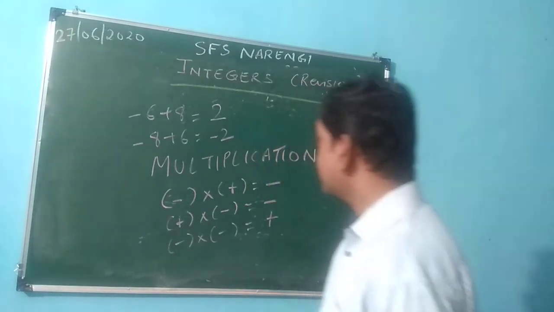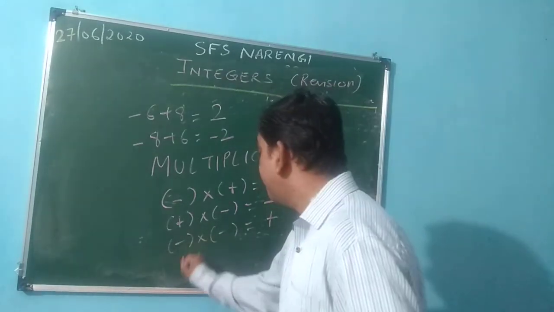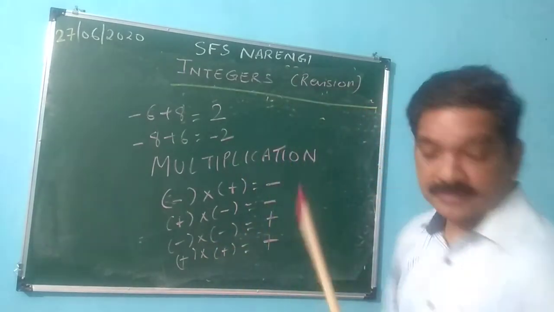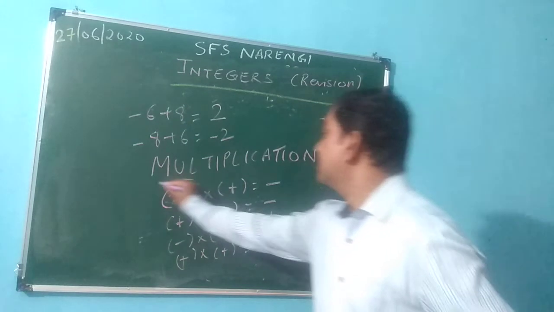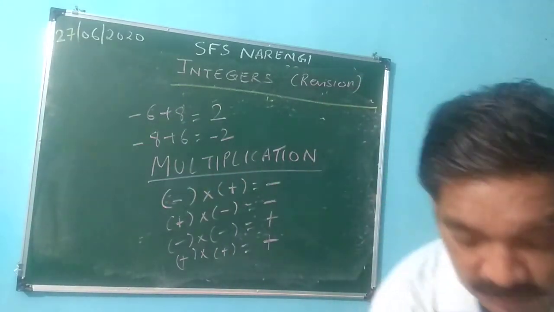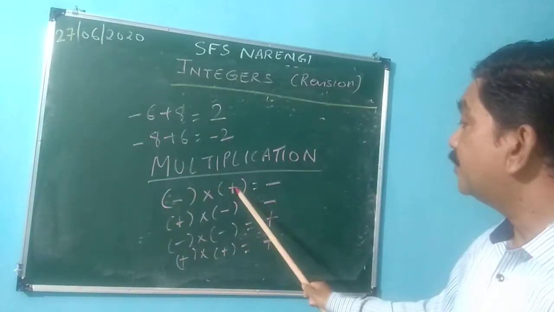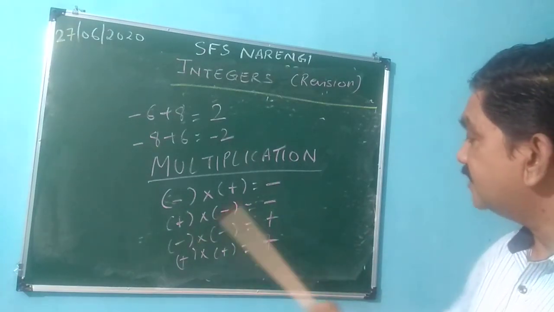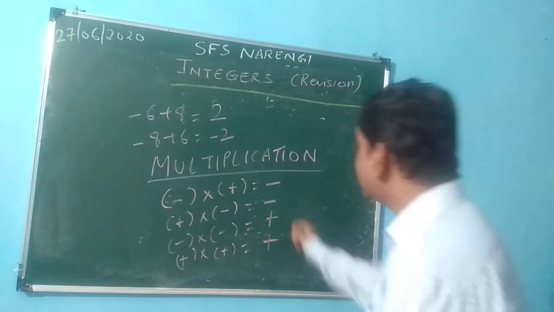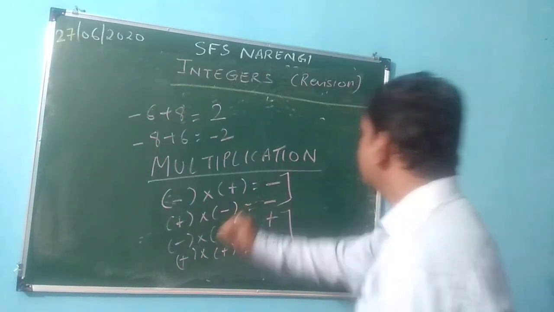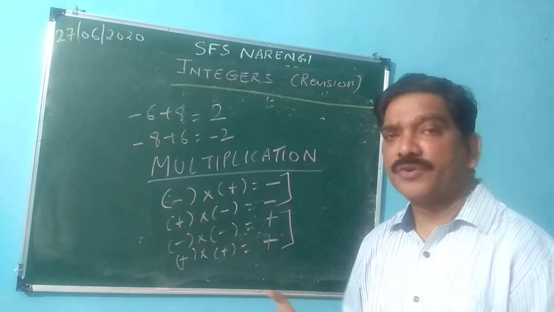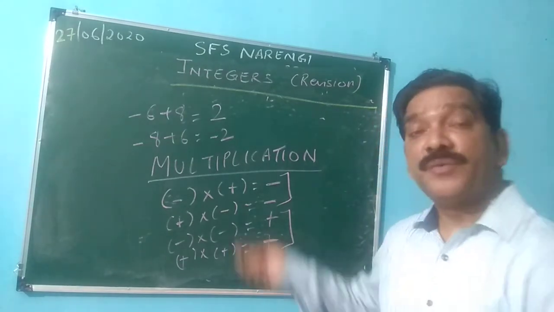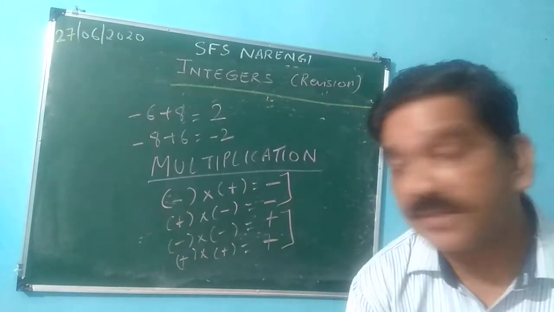And plus into plus is plus. Look here. Look here once again. Minus into plus is minus. Plus into minus is minus. Minus into minus is plus. Plus into plus is plus. That means these two are the same and these two are the same. This thing I have taught you before also, in the very first class. Okay, so we will do some examples on this and we'll proceed further.